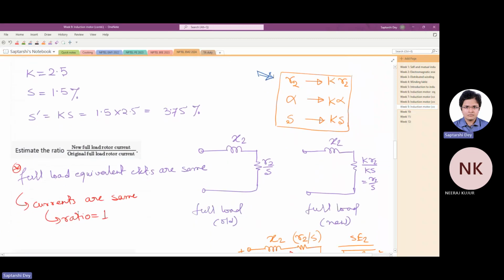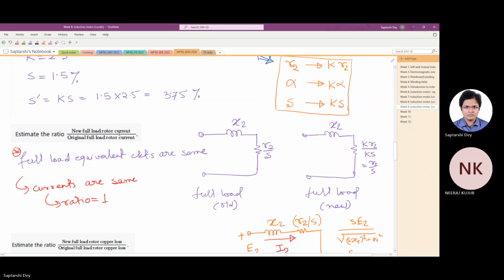Next one is full load rotor circuit current by the original full load rotor circuit current. Now see, the left one is the older rotor circuit, X2 and R2 by S. The right one is the new rotor circuit, both at full load. Now R2 has become KR2, and since both are at full load, S has become Ks. So you see, these two circuits are essentially the same. That means they will draw the same current. So the full load current does not change with introduction of rotor resistance. The ratio is 1.